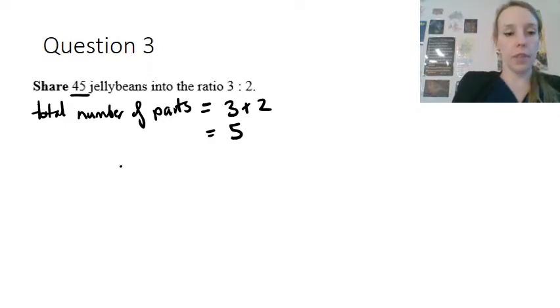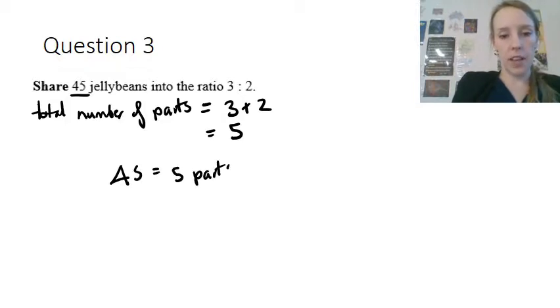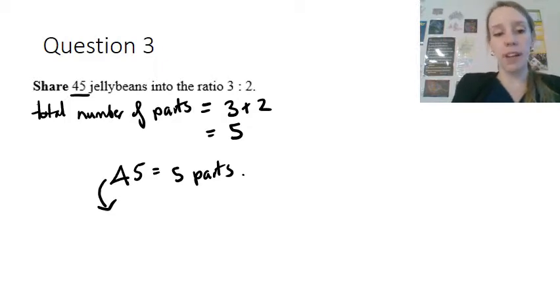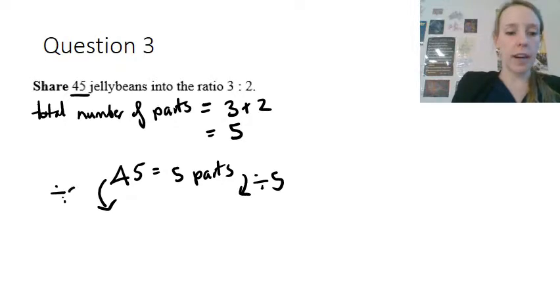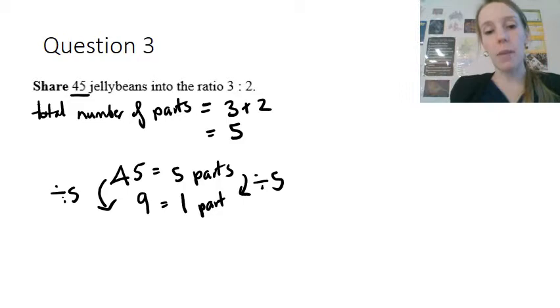So 45 equals 5 parts. Now, because I've got to share it into smaller units, I need to find out what 1 part is equal to. If I divide both sides by 5, I'll find 1 part. So 45 divided by 5 will give me 9, and 5 divided by 5 is 1 part. So 9 is 1 part. So 9 jelly beans is 1 part.